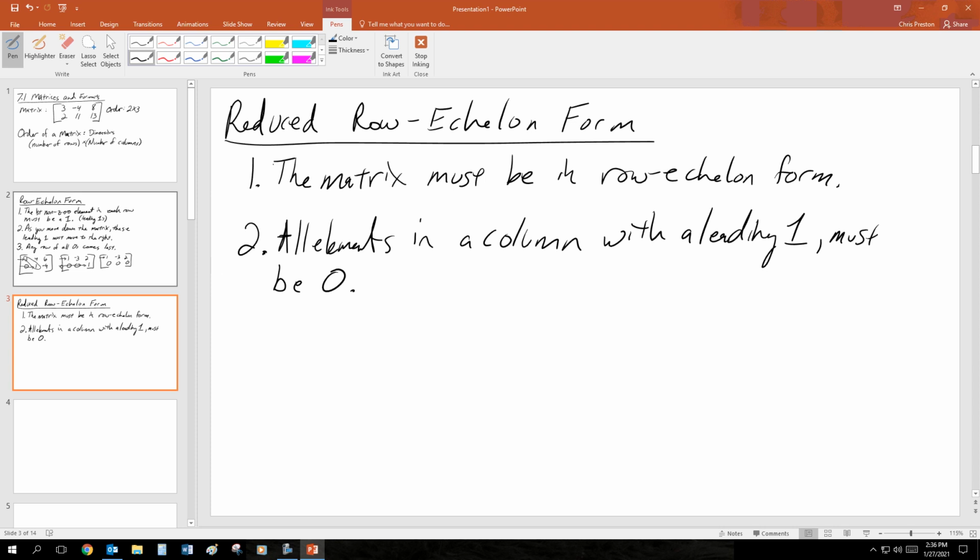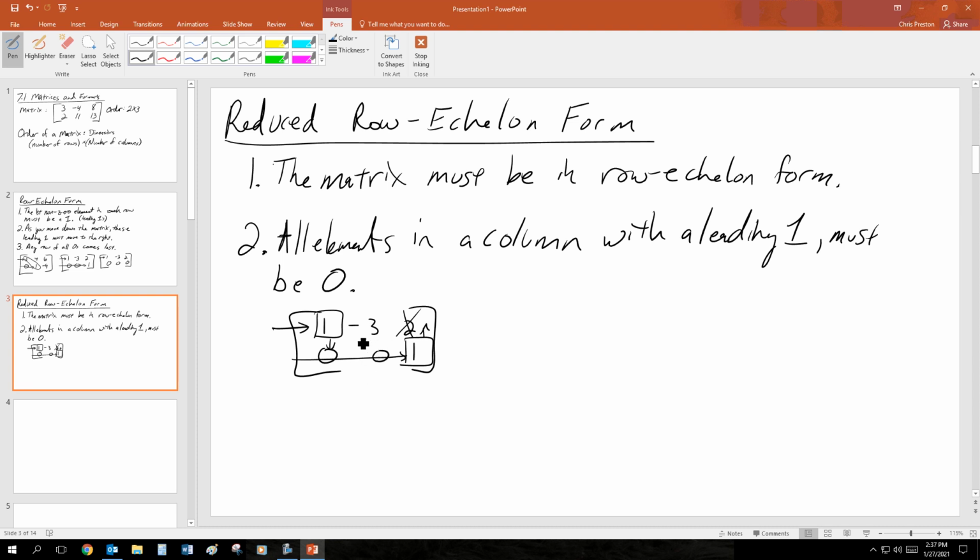So, let me look over here and pull out one of these examples. So let's say I pull out one of the problems we just looked at, and I look at this problem. I said, that was in row echelon form, but it's not in reduced. When I look at this leading 1, sure, that's a 0. But when I look at this leading 1, this 2 would have to be a 0. It's not, so this is not in reduced row echelon form. It's still in row echelon form, it's just not reduced row.